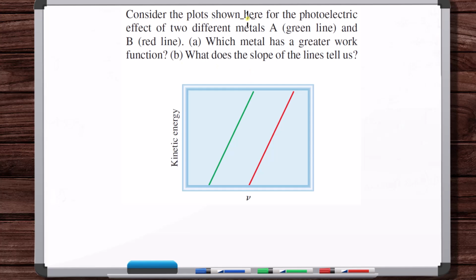Consider the plots shown here for the photoelectric effect of two different metals, A, the green line, and B, the red line. Which metal has a greater work function? What does the slope of the lines tell us?